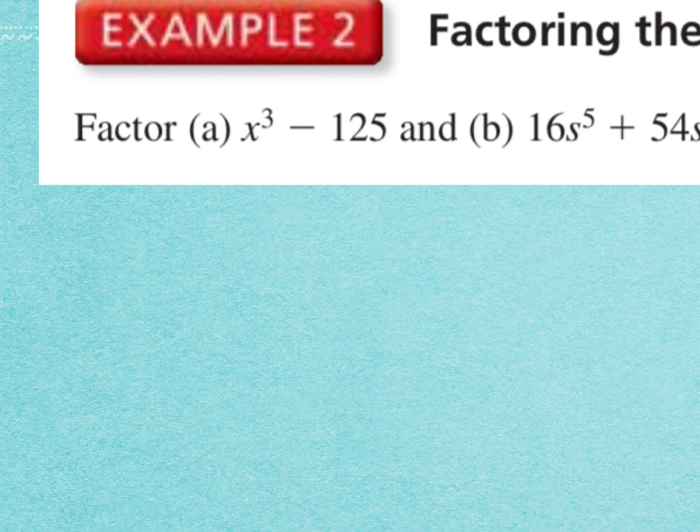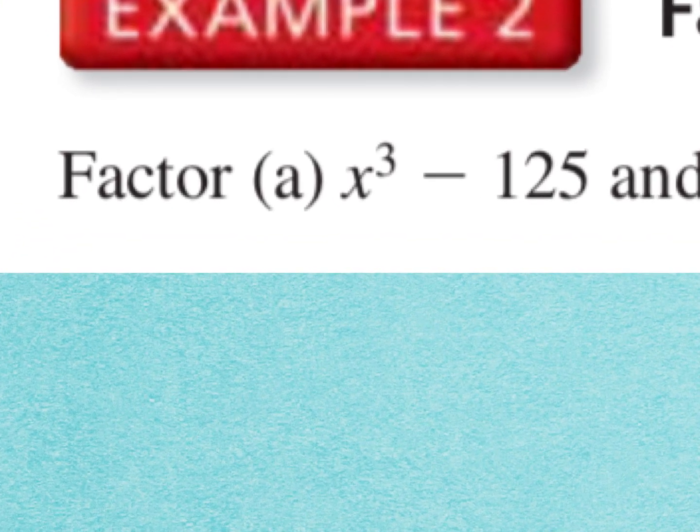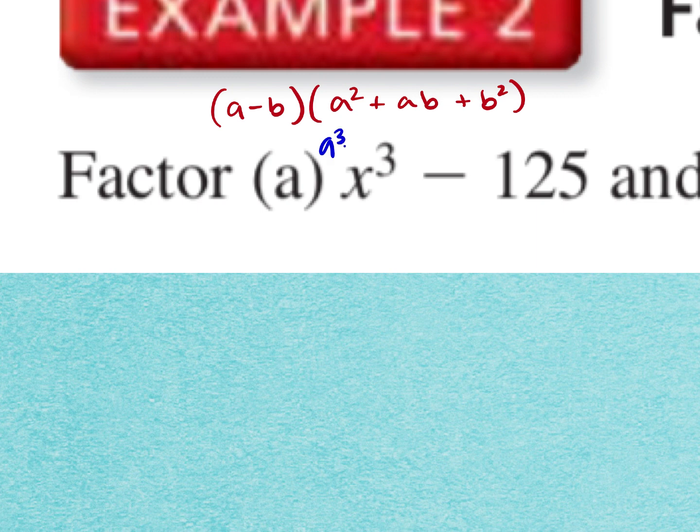So example A. Is this the sum or difference of cubes? The difference. So we're using our second formula, which goes A minus B times A squared plus AB plus B squared. Now our first term is our A cubed. So if A cubed is X cubed, what is just A? X. So X is gonna go into all of the A's in my formula.